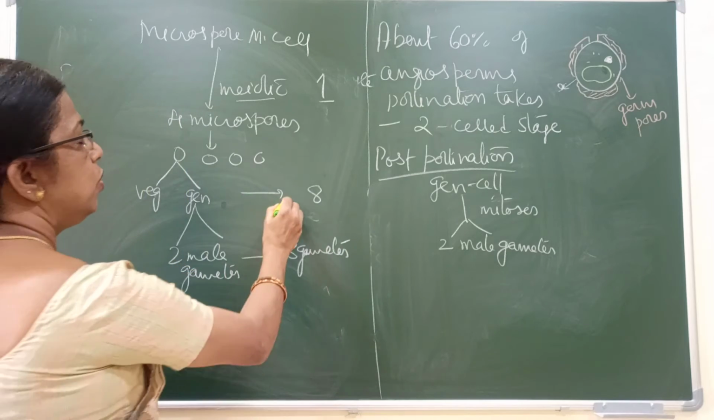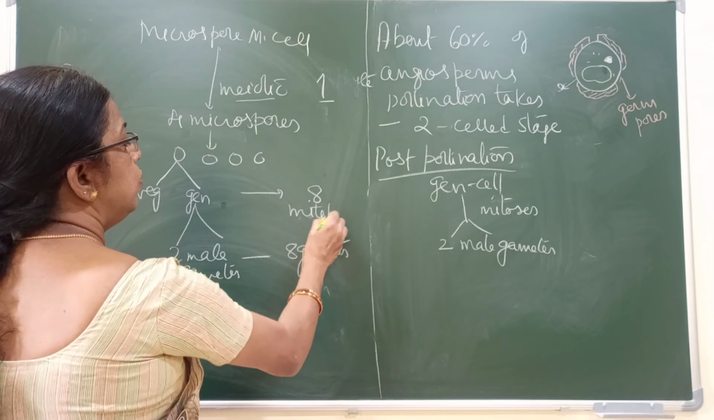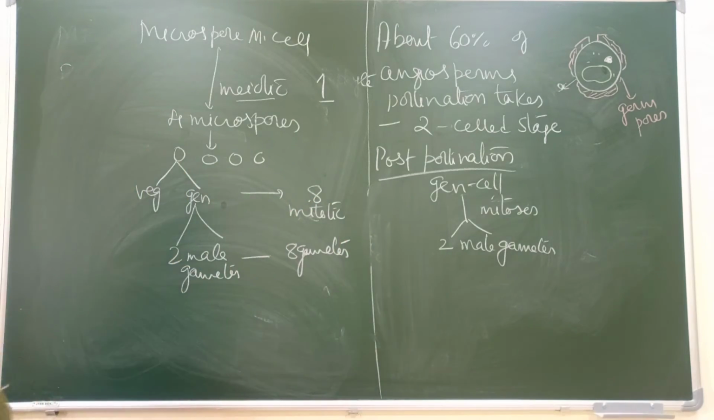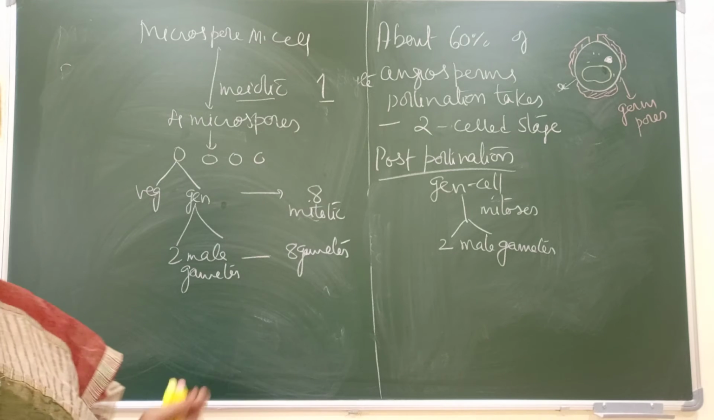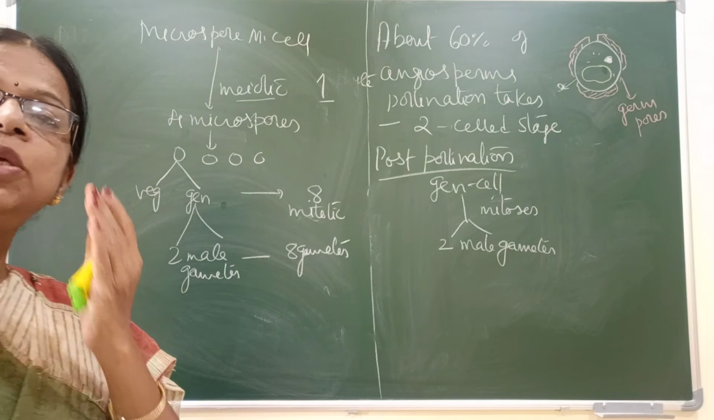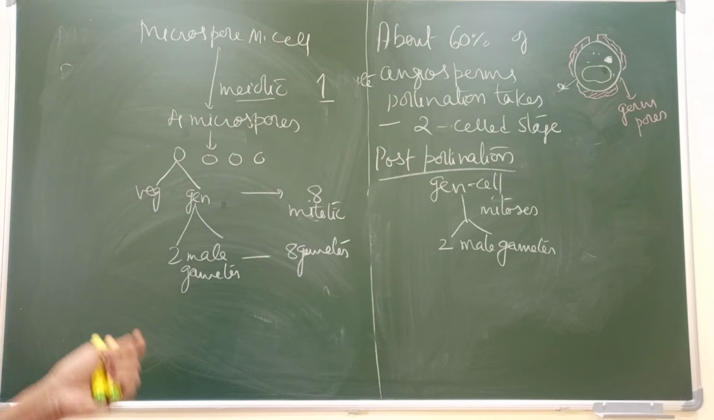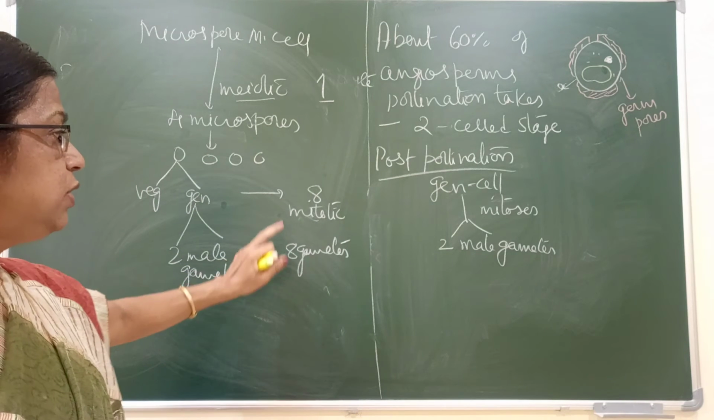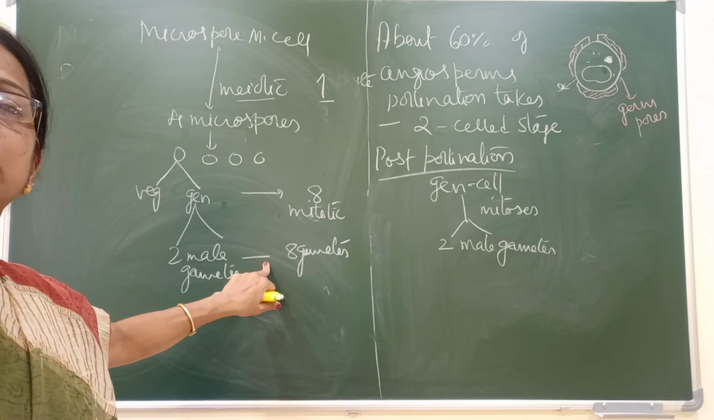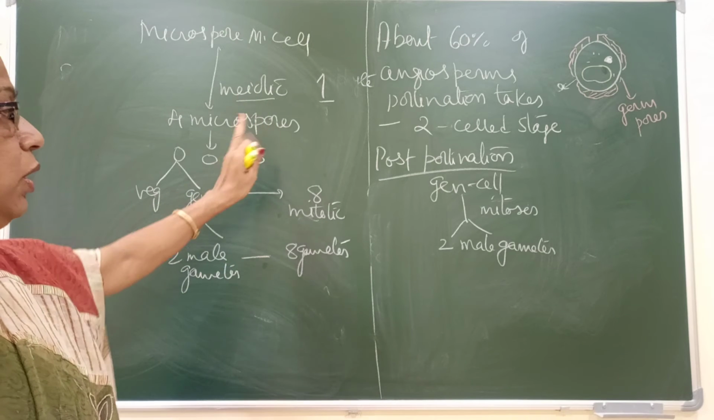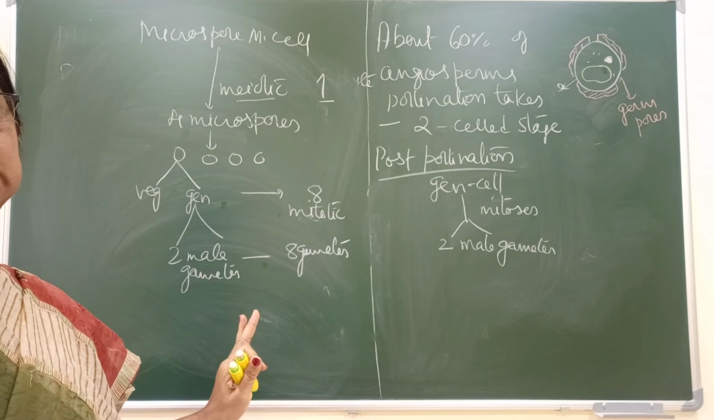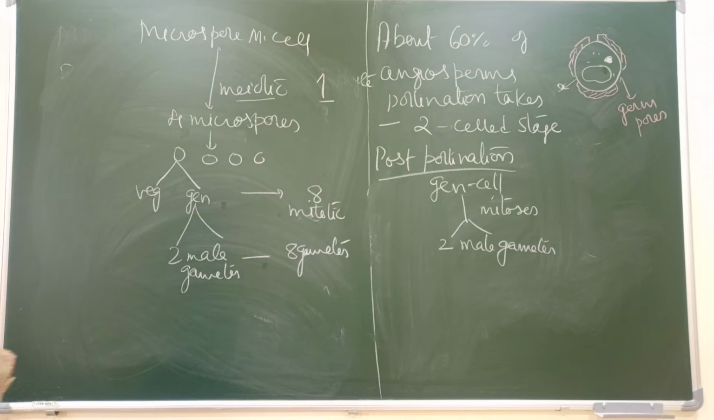This is what you have to remember very clearly. At the end of the topic, after I complete it, I am going to discuss objective questions from this topic. So 8 mitotic divisions and 8 gametes are formed. So: 1 meiotic, 8 mitotic, 8 gametes. This is the development of the male gametophyte.